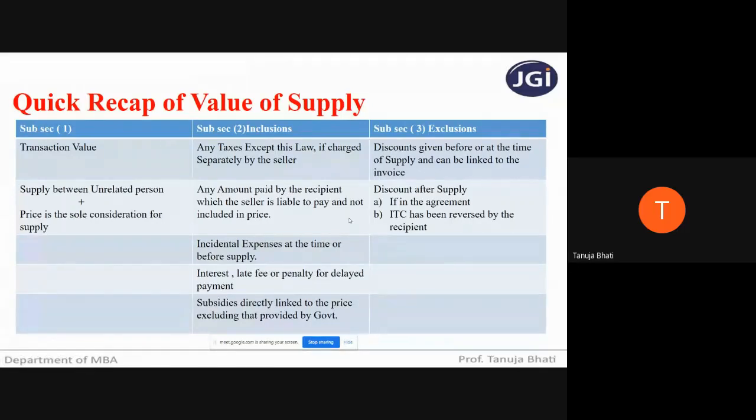So students, is section 15, subsection 1, 2, 3 clear? Yes, students? Yes, ma'am. Okay.